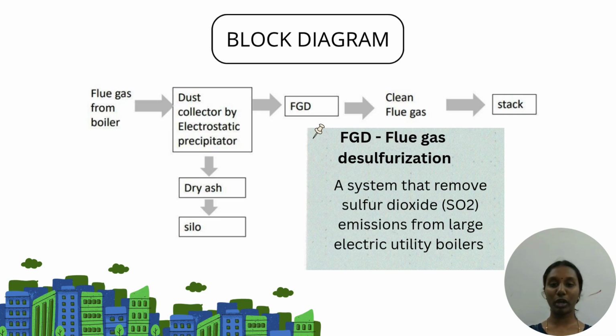Before moving to our next slide, a short intro about flue gas desulfurization. The short form is FGD. FGD is a system that removes sulfur dioxide emission from large electric utility boilers. Sulfur dioxide is a major cause of acid rain, so by removing it, the environment stays protected and air quality improves.